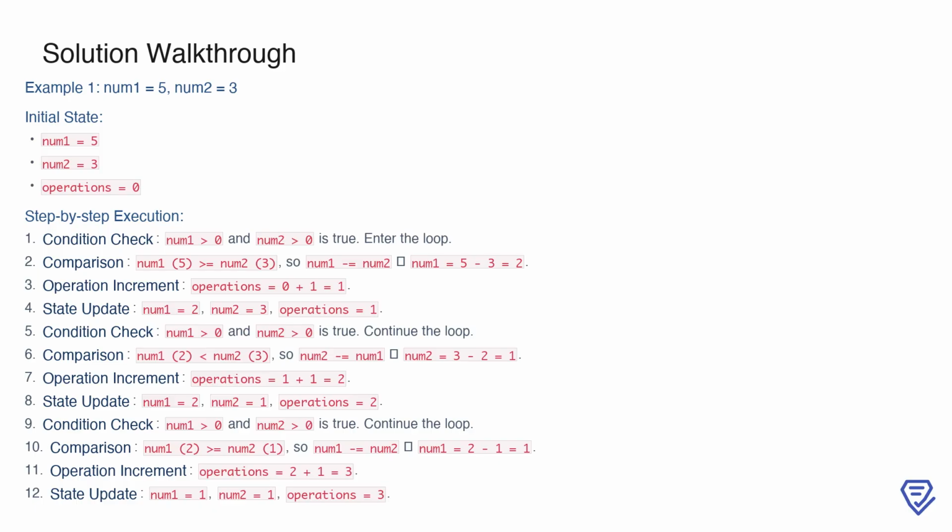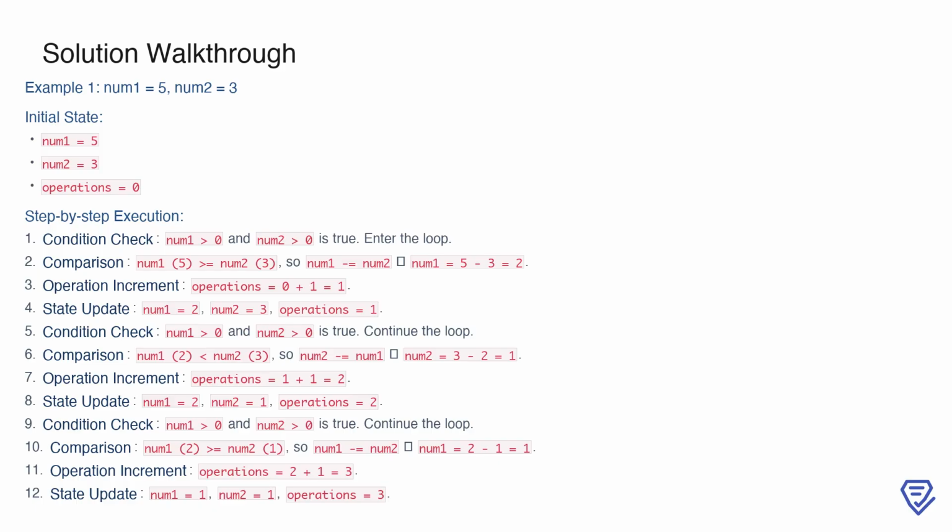Let's begin with example 1, where number 1 is 5 and number 2 is 3. Initially, we set number 1 to 5, number 2 to 3, and operations to 0. As we start the loop, we first check if both numbers are greater than 0. Since this condition is true, we proceed. Next, we compare number 1 and number 2.